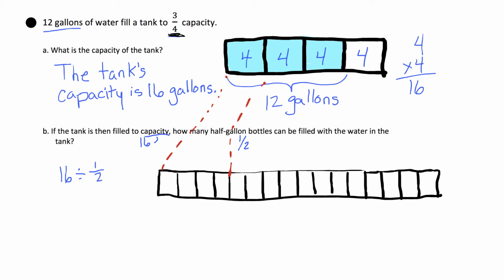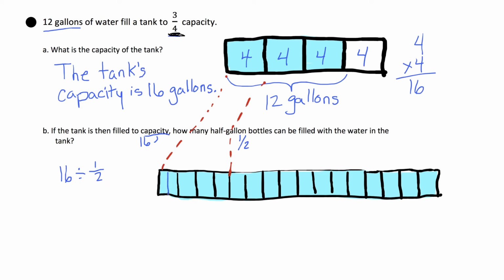Now my tank is completely filled with water. So let's model that. This 4 times 4 model of the water tank, I've expanded it so that I can see each gallon. And the entire tank is filled up to capacity now. If I start pouring water out of this tank into half-gallon bottles, I know that 2 half-gallons make up 1 gallon. 2 halves make a whole. And I'm looking for 16 divided by 1/2.